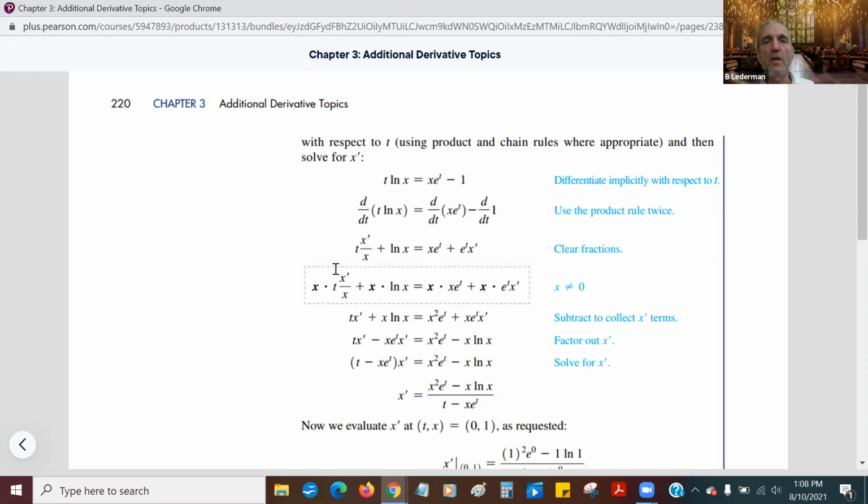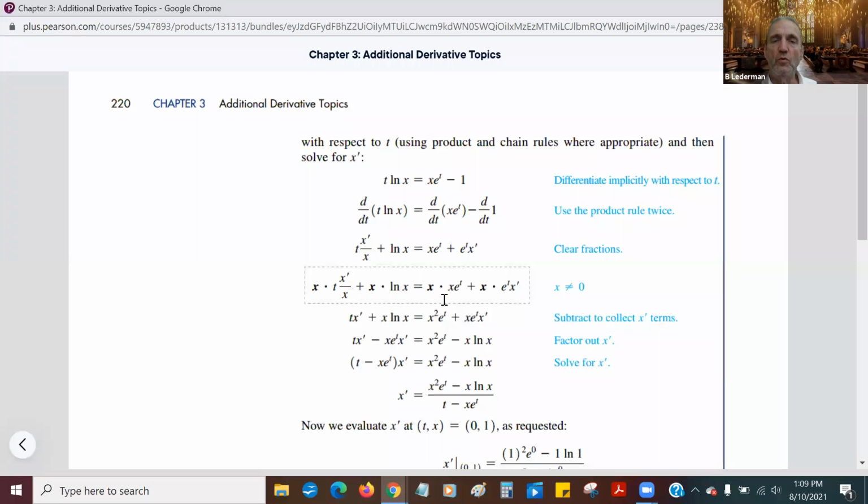All right, so the derivative of t ln x, we're going to use product rule. It's going to be t times x prime over x plus the derivative of t, which is 1, times ln x. On this side, I also have to do a product rule. I get x times e to the t plus e to the t times x prime. Again, my goal here is to solve for x prime. So I have an x prime over here, and I have an x prime over there.